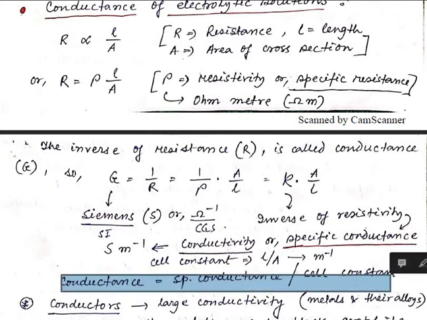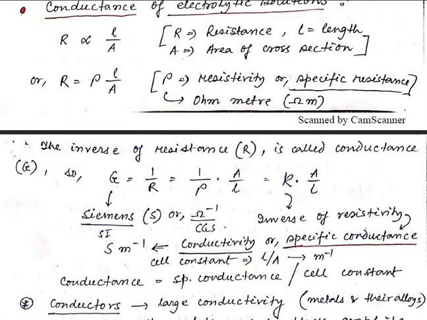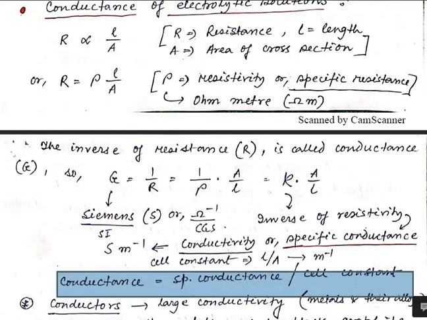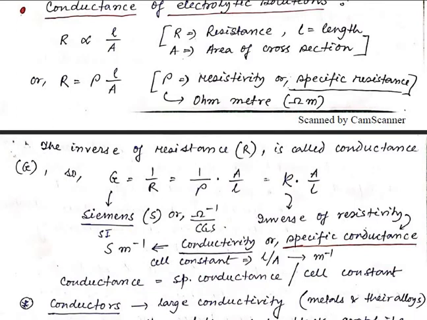So finally we can write that the conductance G is equal to specific conductance divided by the cell constant, because we know that the cell constant is L by A. What is the cell constant? Cell constant is the value of L by A, means length divided by the area of the cross section of a particular electrical wire, or the cell. So the conductance is the specific conductance divided by the cell constant. The cell constant is L by A, so obviously the unit of the cell constant should be meter inverse in SI.